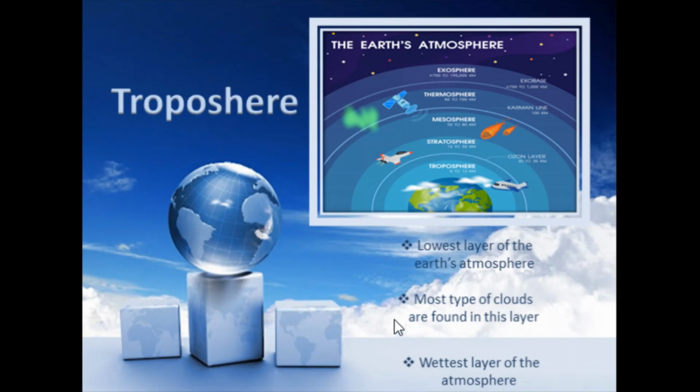Among all the layers of the atmosphere, the troposphere is the wettest layer. It's the most wet, not the most dry atmosphere of the Earth. Alright, the first layer directly above the surface of the Earth is what do you call? Very good. It's the troposphere. Good job. Now let's move on to the second.